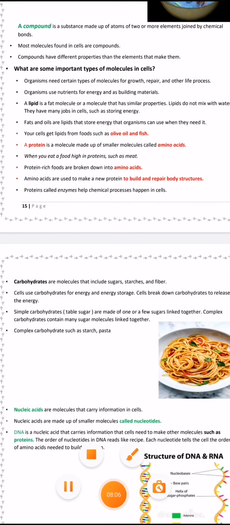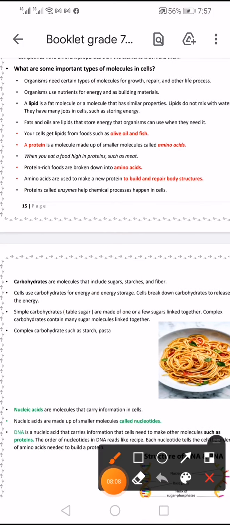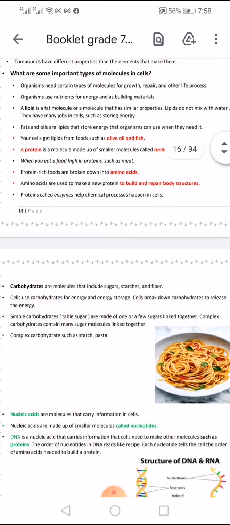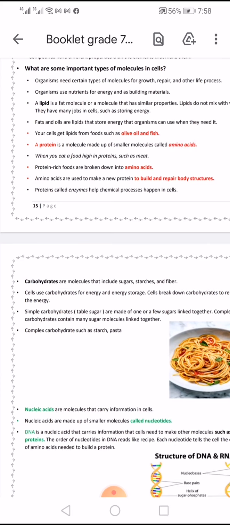Carbohydrate, which is the last one. Carbohydrates are molecules that include sugar, starch, and fibers. Carbohydrates are present in pasta, sugar, starch, and fibers. Cells use carbohydrates for energy and energy storage, like fat and lipids. So our body cells use this carbohydrate for what? For energy storage, the same as lipids. Cells break down the carbohydrate to release the energy.